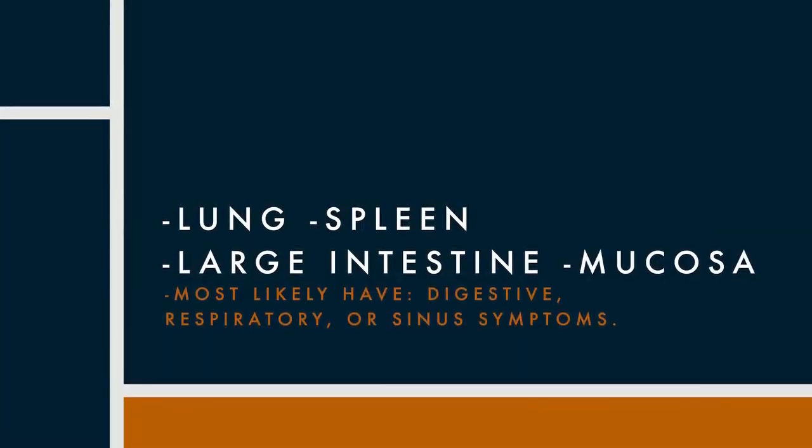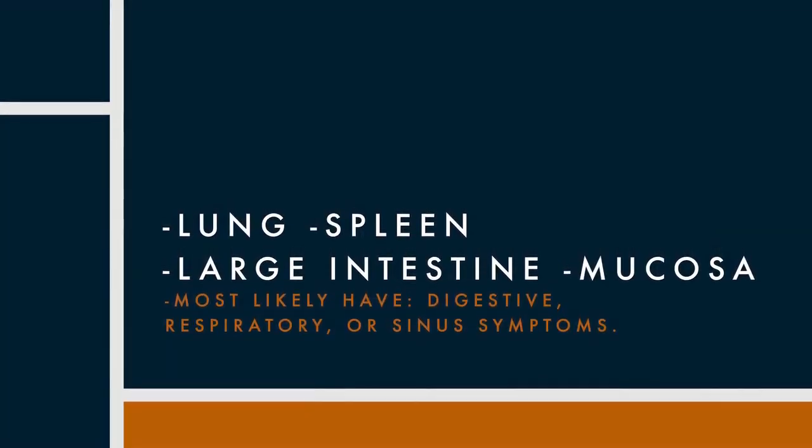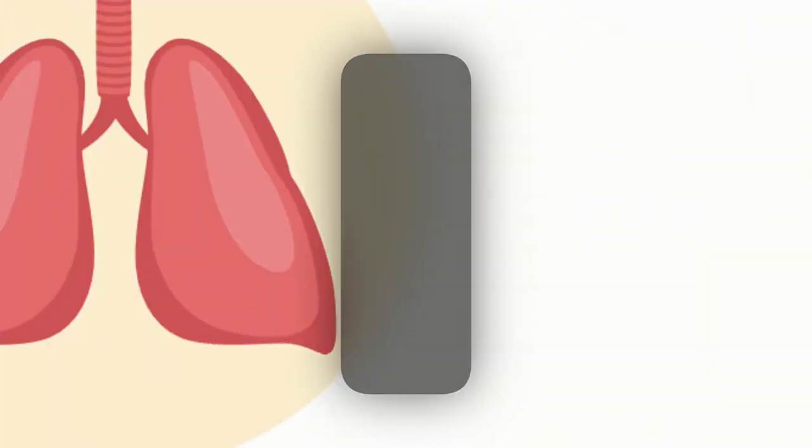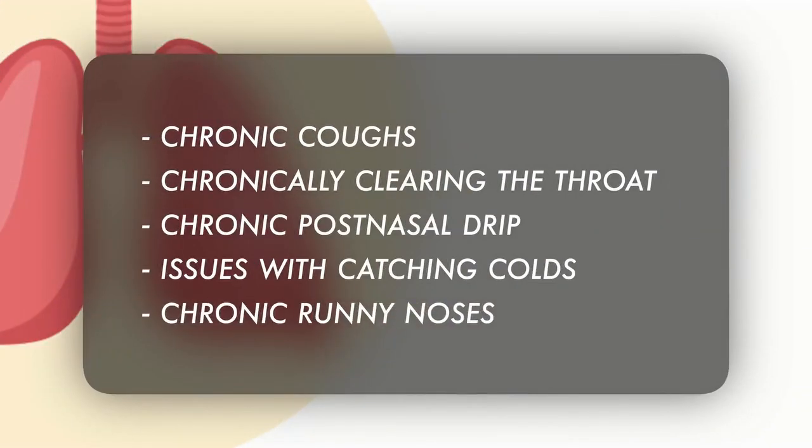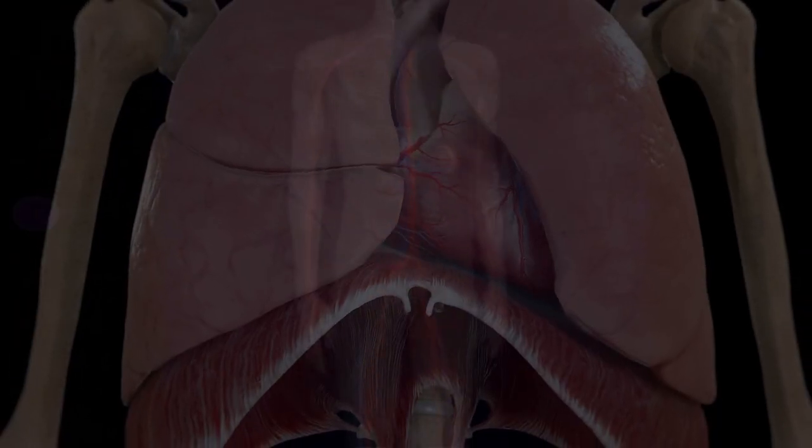This is the lung, spleen, large intestine, and mucosal issues. Now, lots of people that are genetically very phlegmy, they clear their throat a lot, they also have postnasal drip, and they also sometimes have a tendency towards catching respiratory viruses going around. So the mucosa you see in the lungs, you see in the ear, nose, and throat.